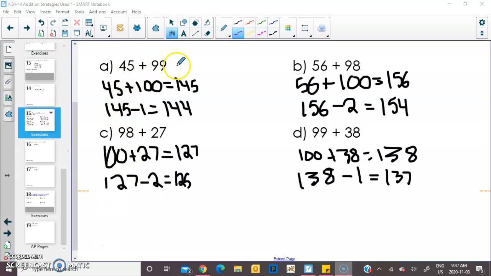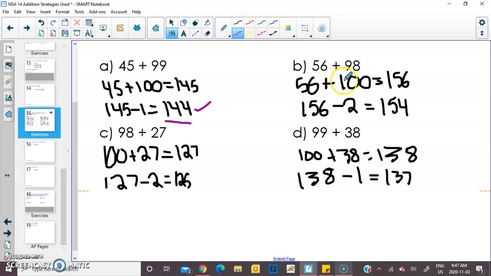So we know 99 is 1 more to 100. So 45 plus 100 equals 145. So we know we need to minus 1. So 145 minus 1 equals 144. Good.